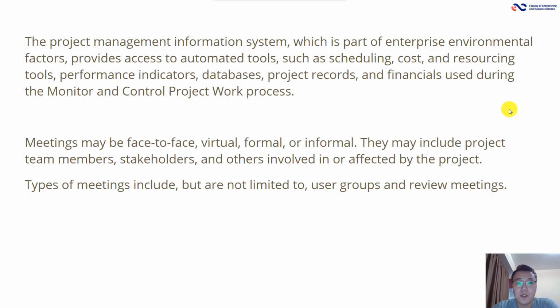The project management information system, which is a part of enterprise environmental factors, provides access to automated tools such as the scheduling, cost, and resourcing tools, performance indicators, database, project records, and financial systems used during the monitor and control project work process. Meetings may be face-to-face, virtual, formal, or informal. They may include project team members, stakeholders, and others involved in or affected by the project. Types of meetings include, but are not limited to, user groups or review meetings.